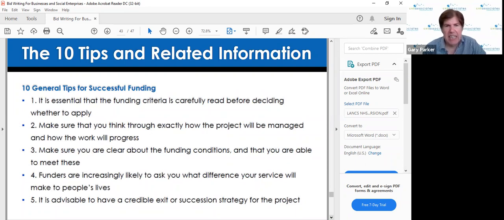Funders are increasingly likely to ask what difference your service will make to people's lives. So we've talked about that. That is the outcomes or the impacts, often called social impact these days. If you can detail that, then that is a very, very powerful case for succeeding.